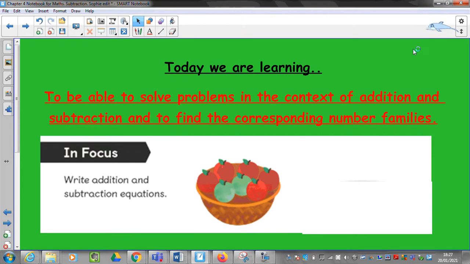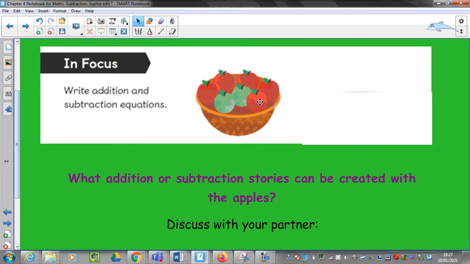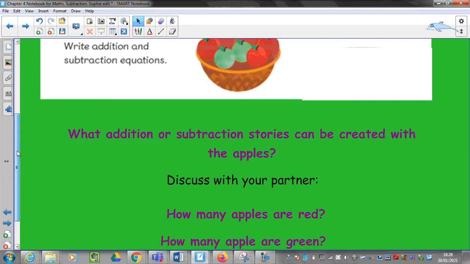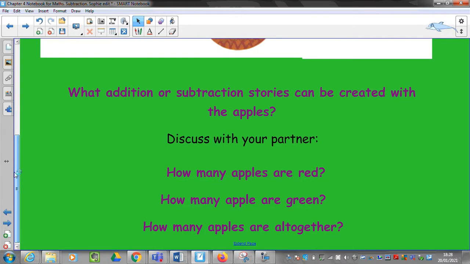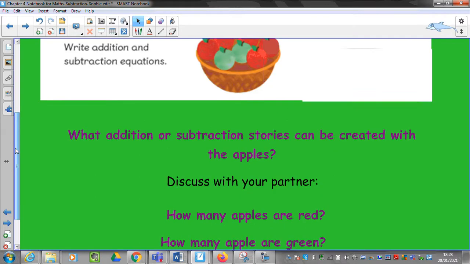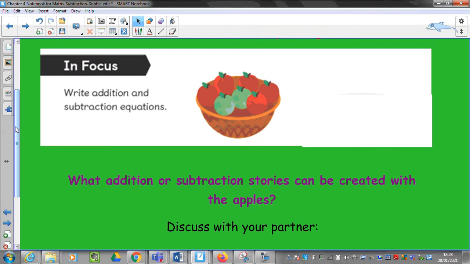Now that sounds really tricky, but I know that you all have the skills already to sort out these problems. So let's have a look at this issue here. We've got a basket of apples, and what I want you to do is have a little look at what addition or subtraction stories can be created with the apples. I want you to think about how many apples are red, how many apples are green, and how many apples are there all together. So have a go with your talk partner, who is probably your grown-up. Have a go now and see how many addition number sentences you can write and what subtraction number sentences you can write. Pause it now and have a go.